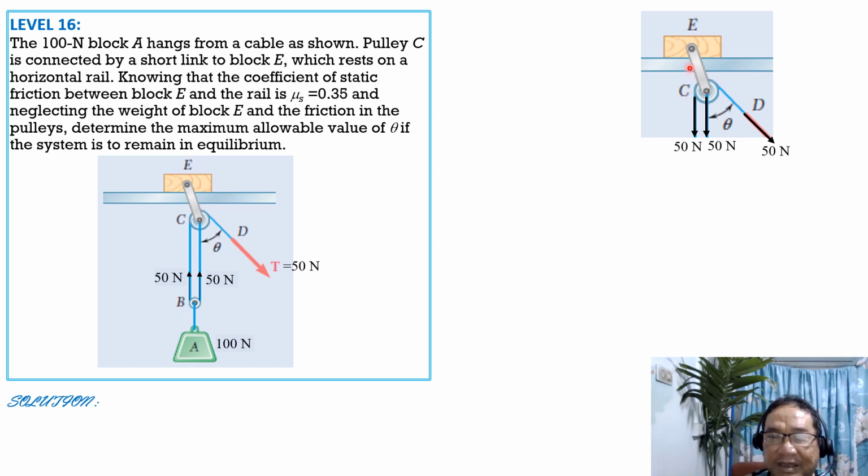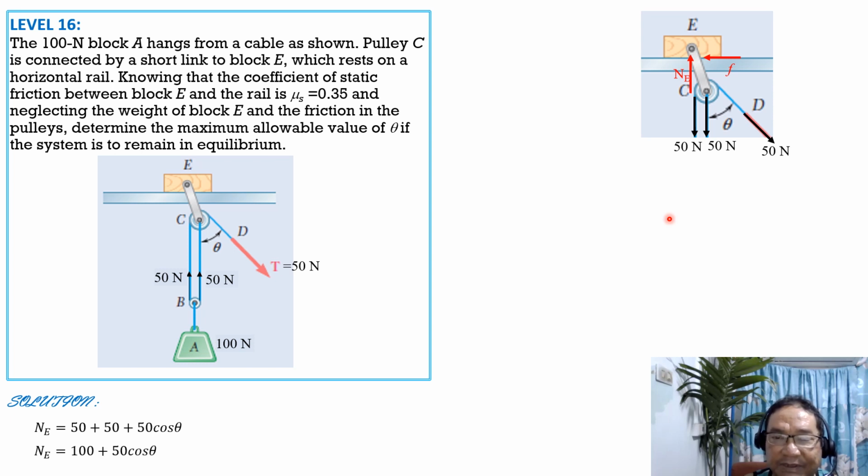Then let's have the normal reaction under E. Then friction, which is supposedly going to the left, opposite to 50. This inclined 50 Newton tension. Then we sum up forces normal to have an expression for the normal reaction at E. So normal at E equals 50 plus 50 plus 50 cosine of theta. So N sub E is equal to 100 plus 50 cosine of theta.